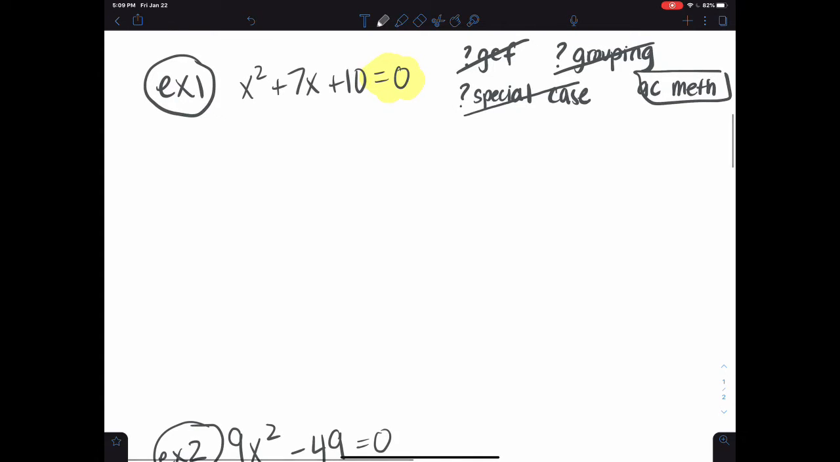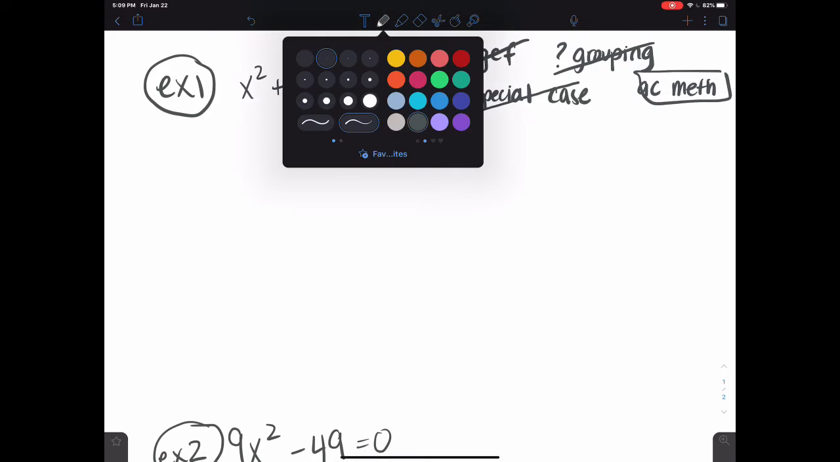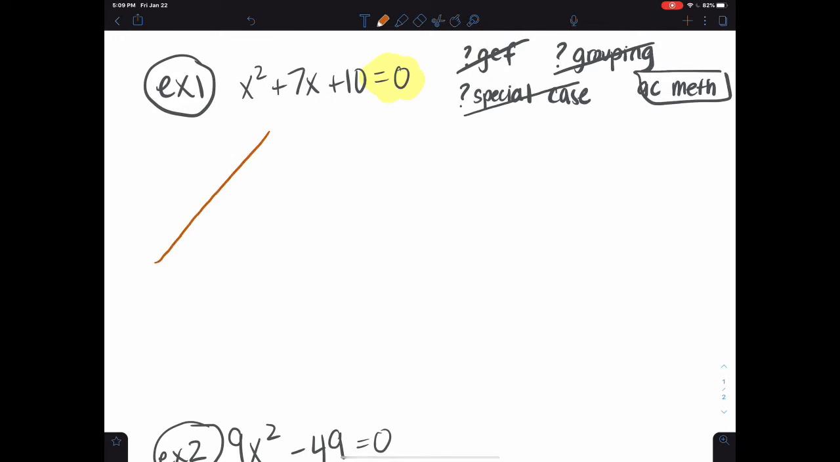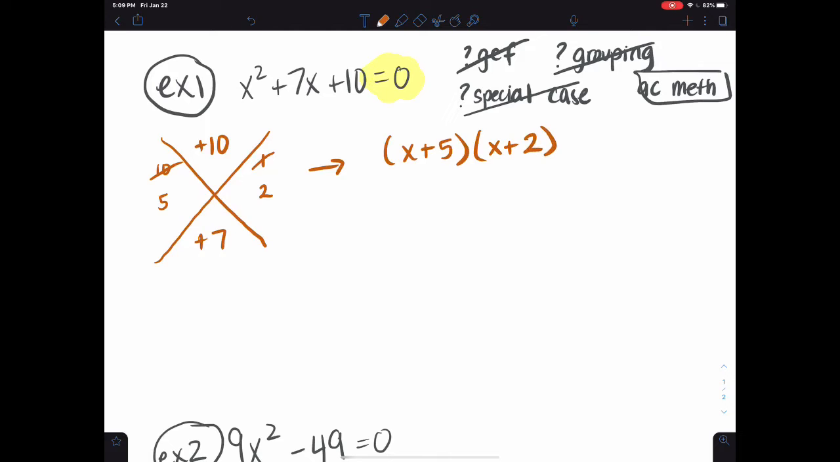Now, to do that, we need to multiply A with C in the top, so 1 and 10 in the top. And we have to write our B term in the bottom. We're looking for factors of 10 that add to +7. I can think of 10 and 1, 5 and 2. Now 10 and 1 won't work, but 5 and 2 will add to +7. So I'm going to create my factors using +5 and +2.